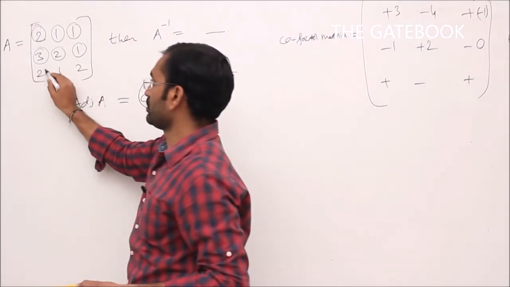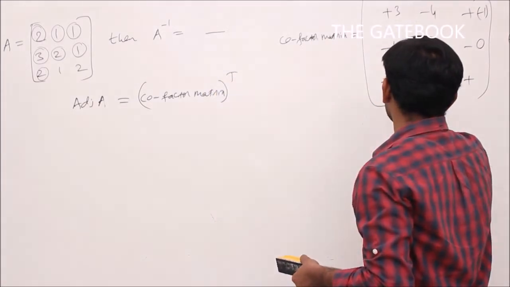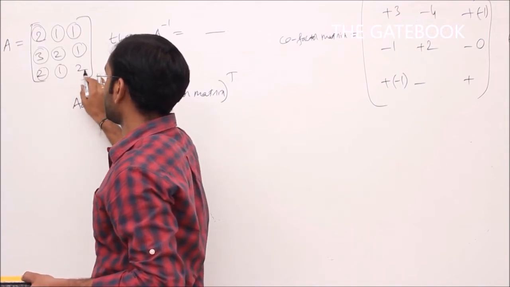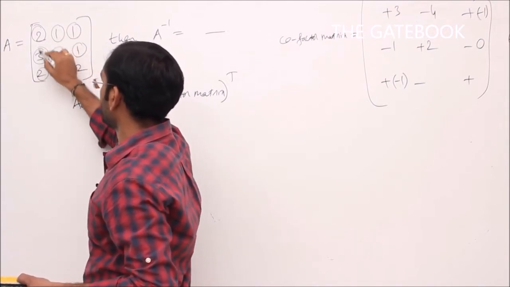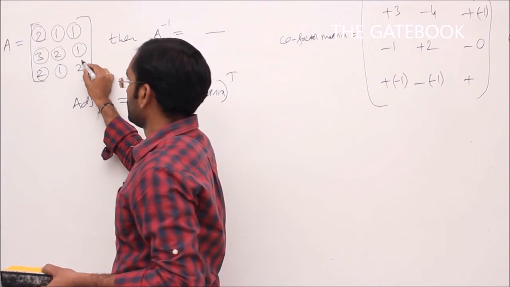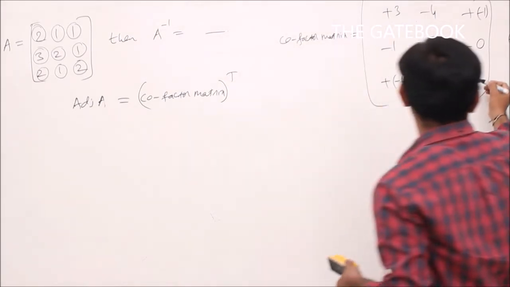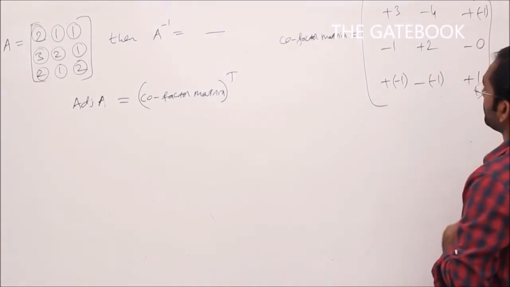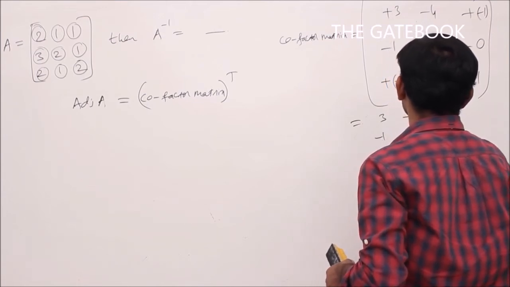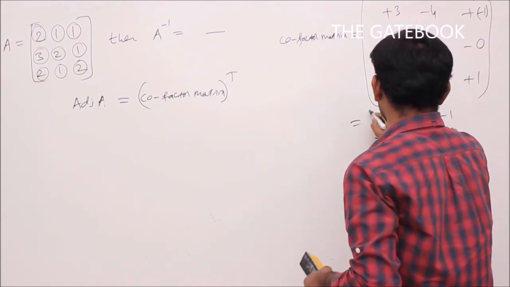Next, the minor of this element 2, eliminating third row and first column, we will get 1 minus 2 minus 1. Next, the minor of this element, eliminating third row and second column, we will get 2 minus 3 minus 1. Now for this element, eliminating third row and third column, we will get 4 minus 3 1. So this is the corresponding cofactor matrix. We'll get 3 minus 4 minus 1, minus 1 2 0, minus 1, here minus of minus plus 1 1.